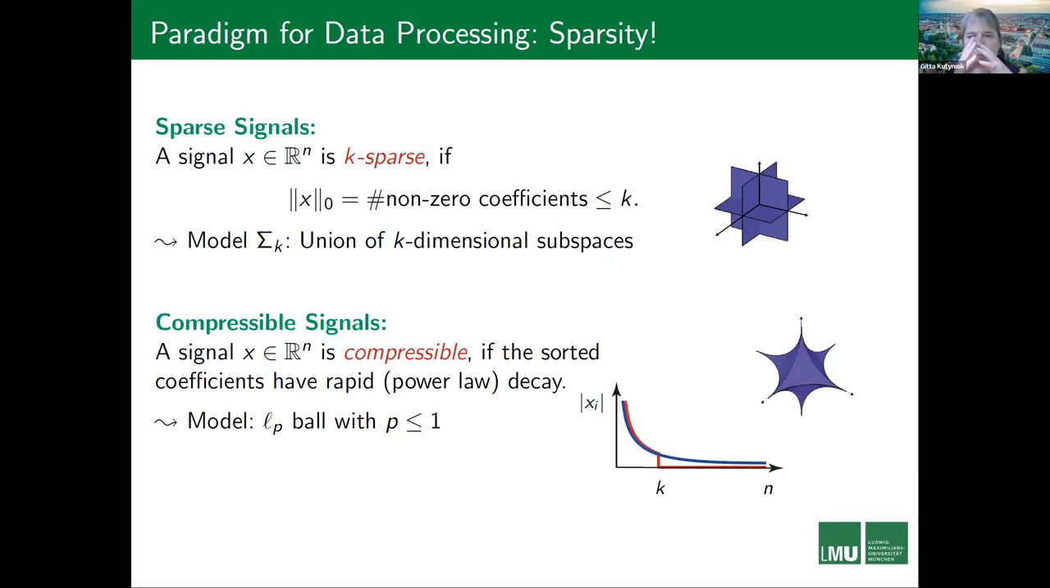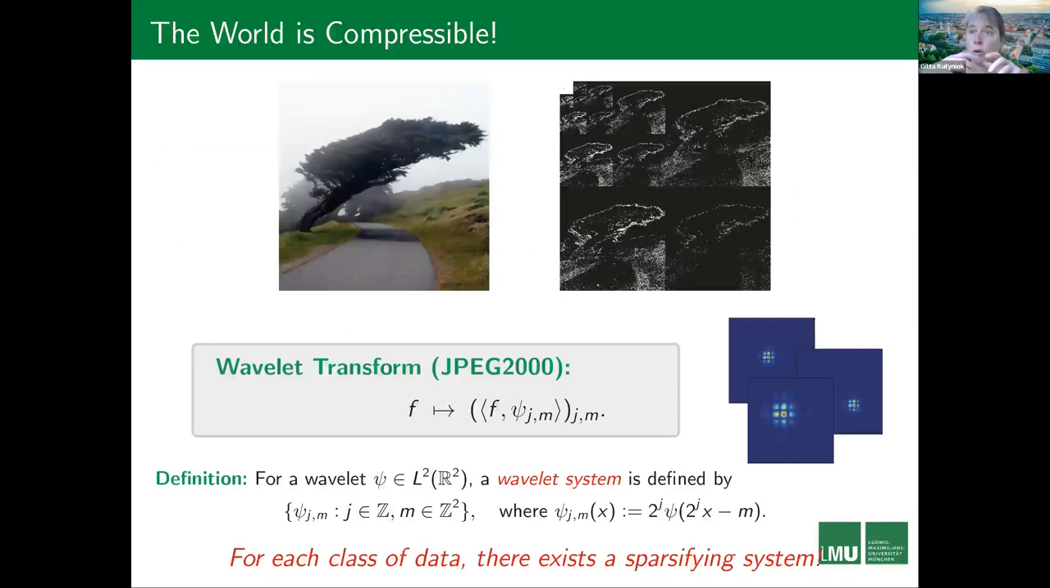If sparsity is too restrictive for you, people often relax it to what's called compressibility. Then, if you sort the coefficients in your vector, instead of at some point just having zero entries, you get some power law decay. So that is sparsity, and it's today considered a paradigm that you can to some extent always achieve sparsity. Either the data is already sparse itself, or you can make it sparse.